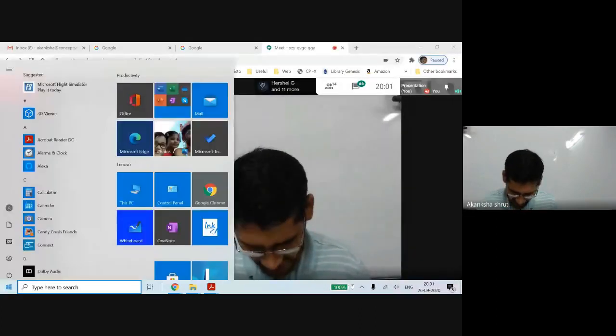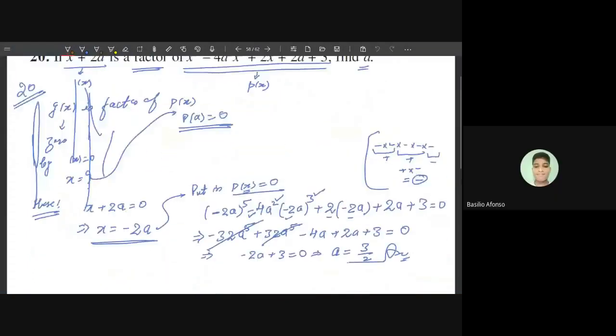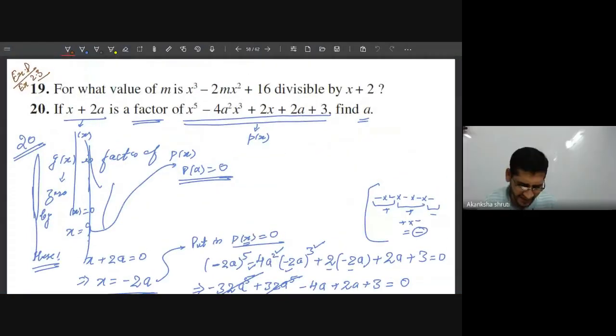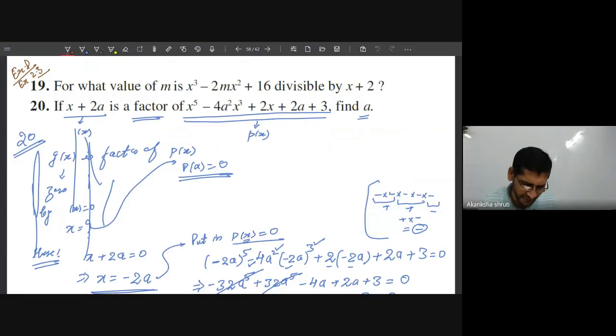Let me open it again. Yes sir, for the 19th question also we have to do the same. Exactly the same, no difference. For what value of m is this divisible by? So factor means it is able to divide. That is the factor theorem.